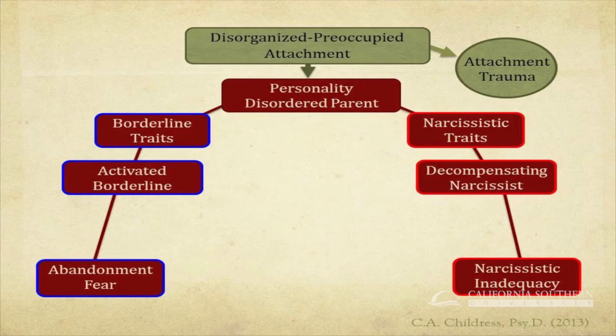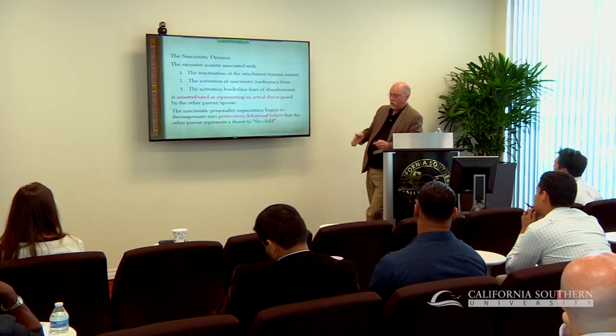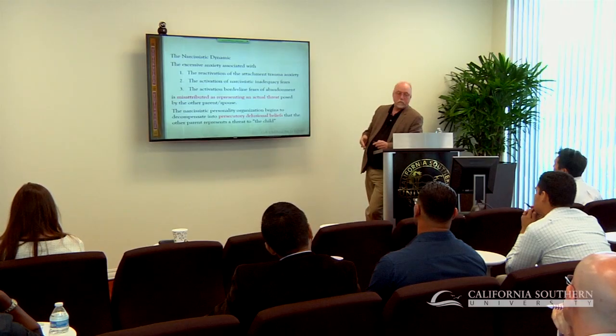And then, because of the stress, you get the decompensating narcissist into the persecutory delusions, supported by the attachment trauma of the victimized child, abusive parent, and then you get the invalidating environment coming off the borderline where the child's experience is nullified so that the child becomes a reflection of the narcissistic personality. I'm the wonderful parent. You're the wonderful parent. And the activation of the abandonment fear and the narcissist inadequacy.